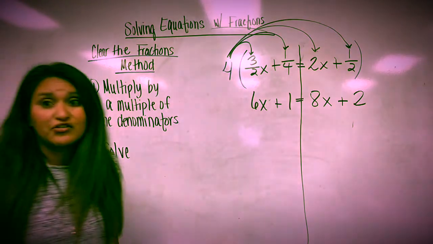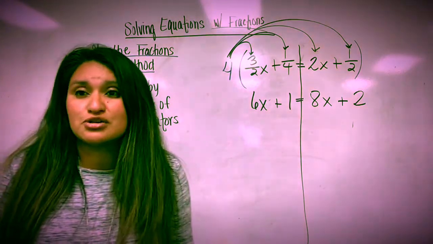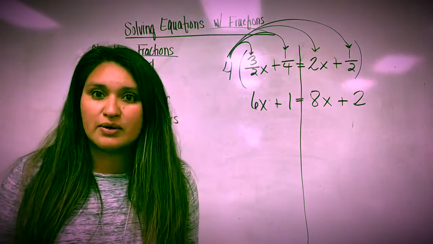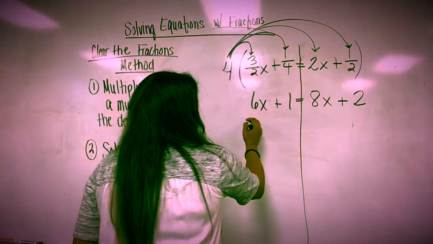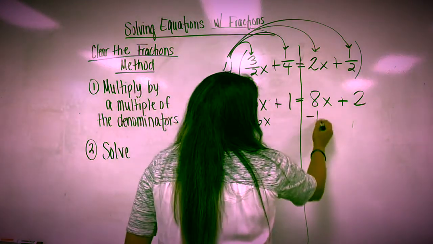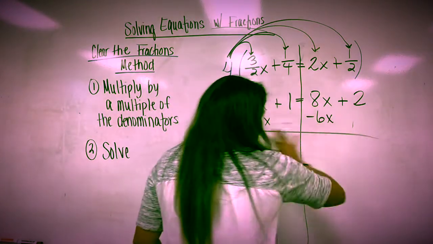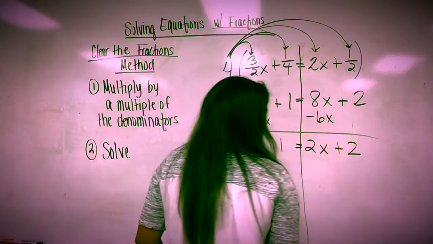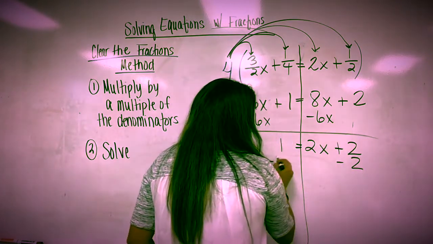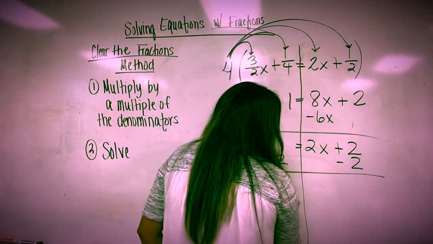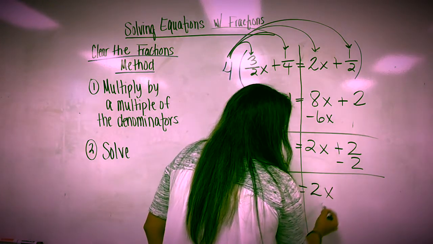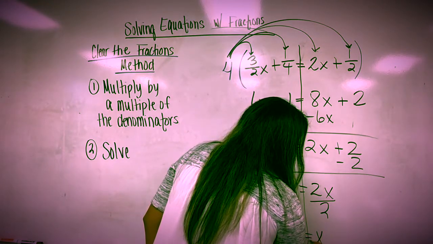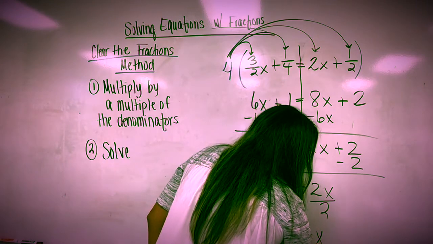Now I just have to solve, and I'm not going to go into too much more than that because we just did a whole video on solving equations. So the first thing I'm going to do is subtract 6x on both sides. I'm going to move my x's. I get 1 is equal to 2x plus 2. Now I'm going to move my constants to the other side. That gives me negative 1 is equal to 2x. The last thing I'm going to do is divide by 2, and x is equal to negative 1/2.